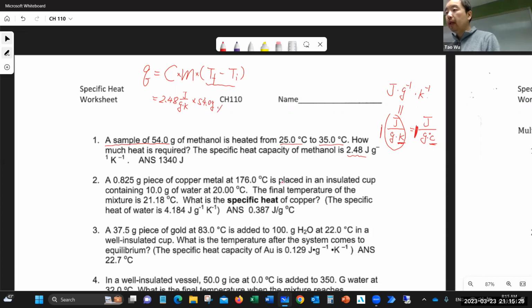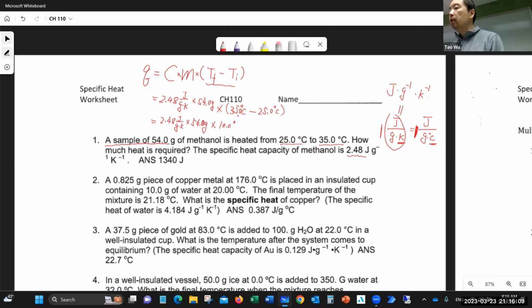Then you're going to multiply by the final temperature, subtract initial. Which one is the final? In this case, which one is the final temperature? 35. Okay, 35 Celsius is final. You subtract 25.0 Celsius. Okay, so if you look at it here, this is 2.48 joule per gram per K times 54.0 gram. And your time change is 10.0 Celsius.